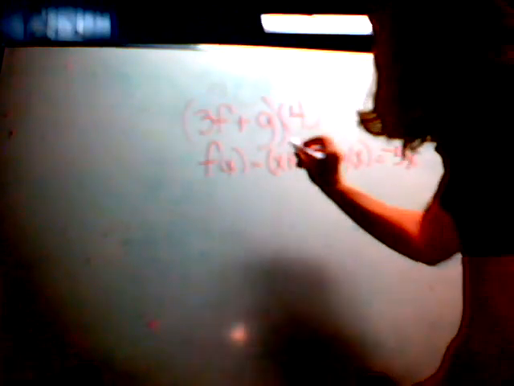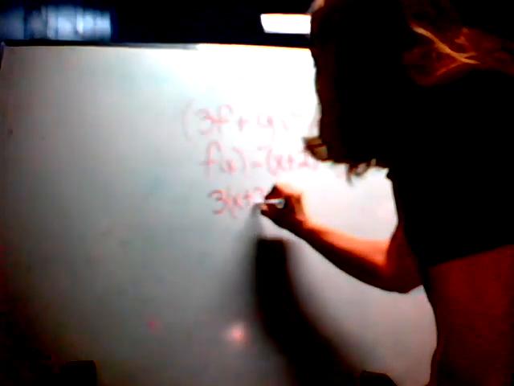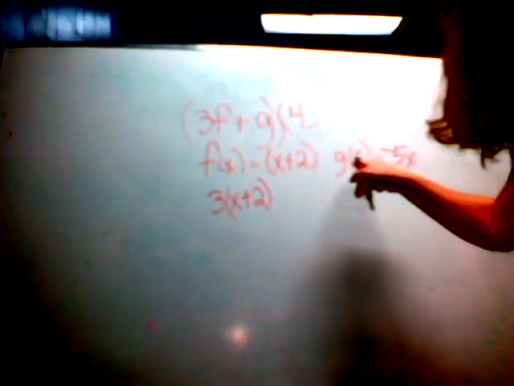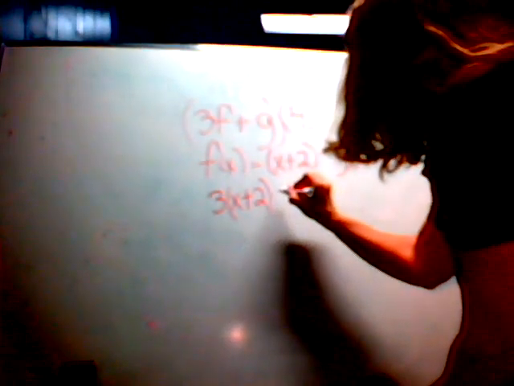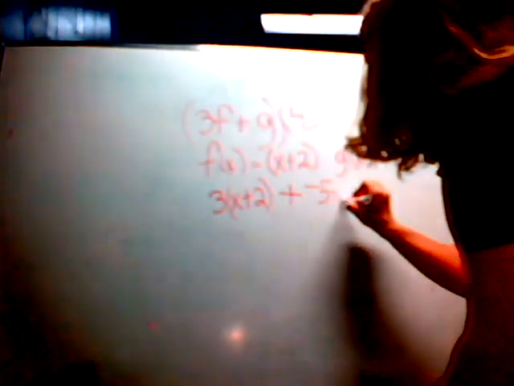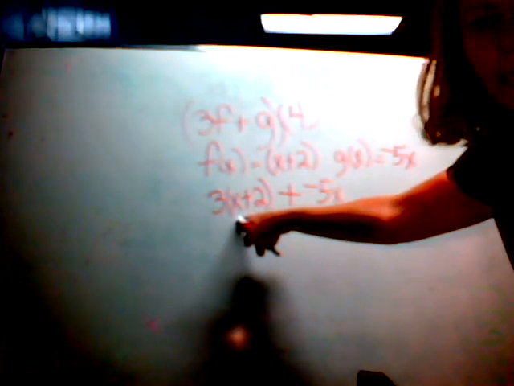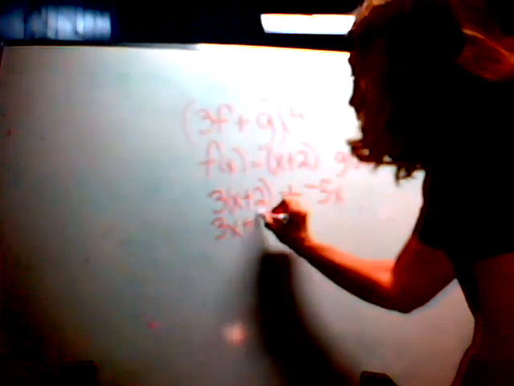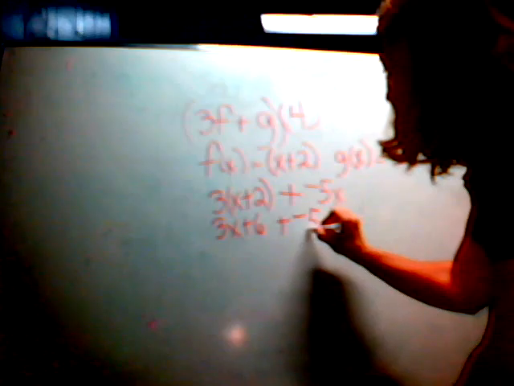What I like to do is go ahead and simplify the equation. So I'm going to take 3 f of x functions. So I'm going to multiply my f function by 3 first. Then I'm going to add to it one g function. So plus negative 5x. So now it's just a matter of distributing. So I'm going to distribute the 3 to the x plus 2. So I get 3x plus 6. And I'm going to add to it just the one g function, negative 5x.